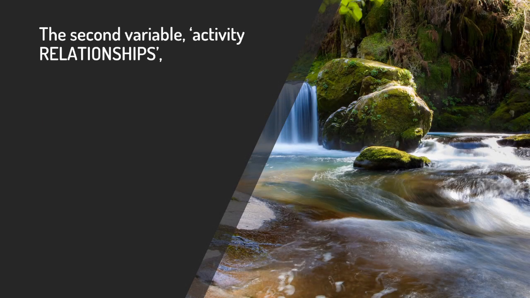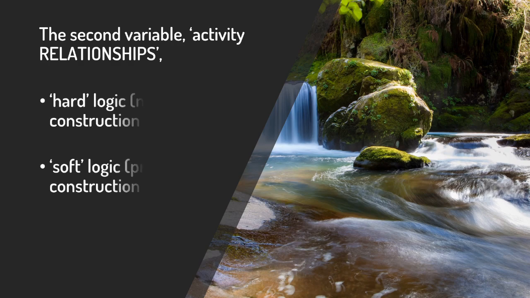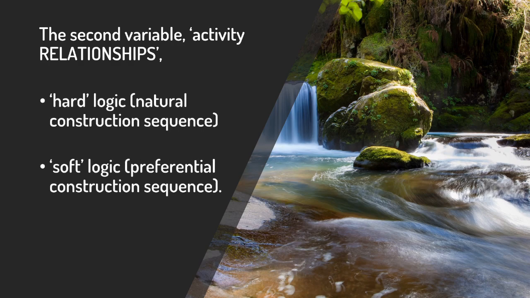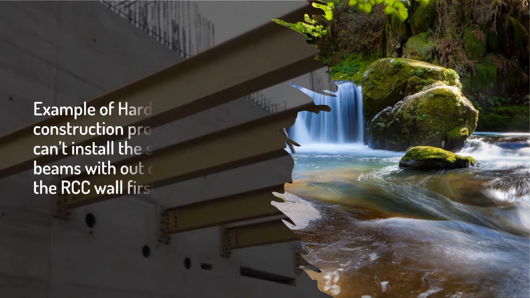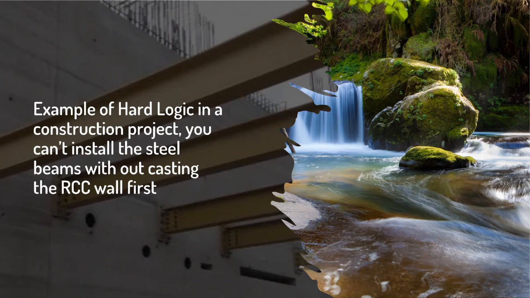The second variable, activity relationship, is made of either hard logic, natural construction sequence, or soft logic, preferential construction sequence. Example of hard logic in a construction project: you cannot erect the wall without laying the foundation first. Another example: you cannot install the steel beams without casting the RCC wall first. Activities should be linked together by the appropriate logic link, such as finish to start and finish to finish.